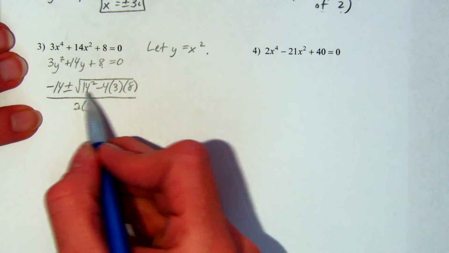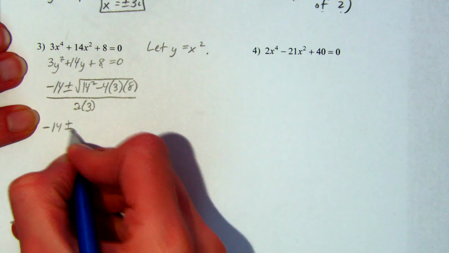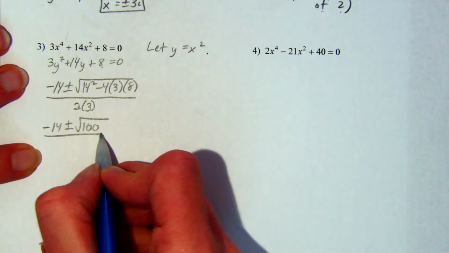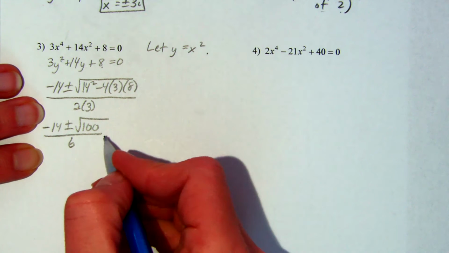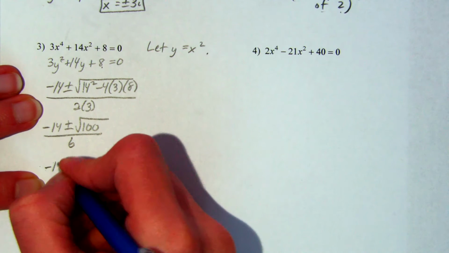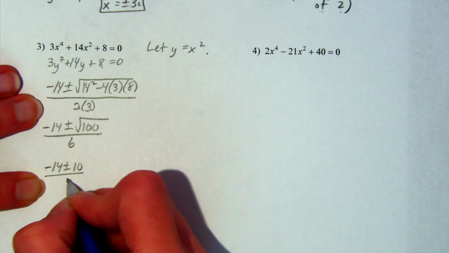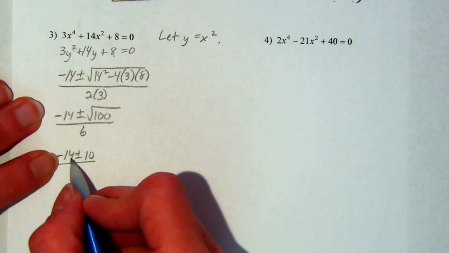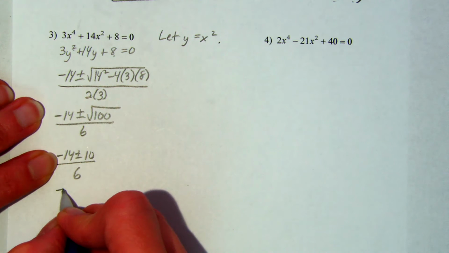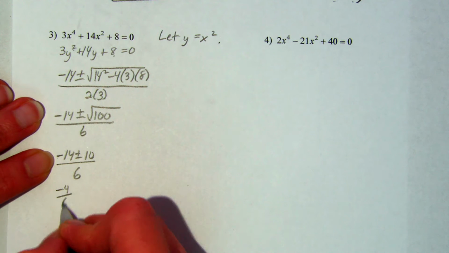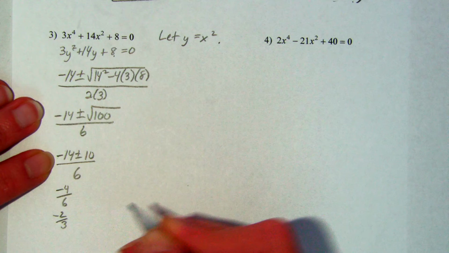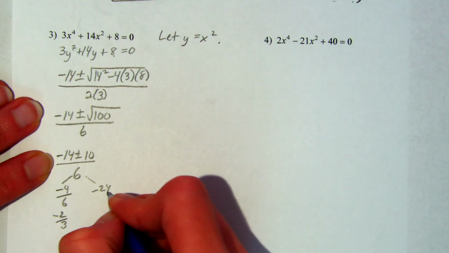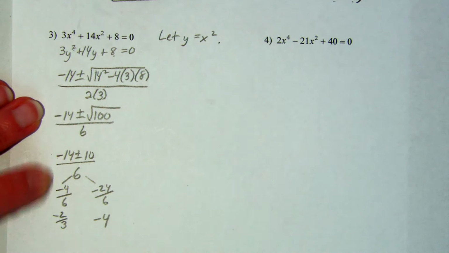If you do the math underneath the radical, you will get negative 14 plus or minus the square root of 100. And then 2 times 3 is 6. And the square root of 100 is 10. So we'll have negative 14 plus or minus 10 over 6. So we go ahead and do the adding and the subtracting. Negative 14 plus 10 is negative 4 over 6, which would be negative 2/3. And if we do negative 14 minus 10, that's negative 24 over 6, which gives us negative 4.